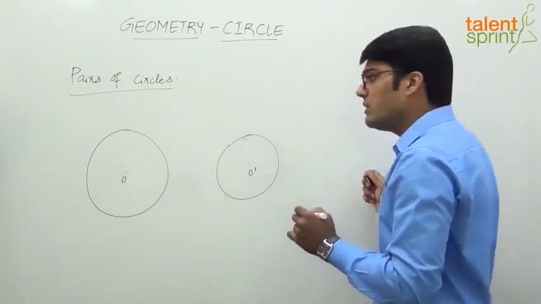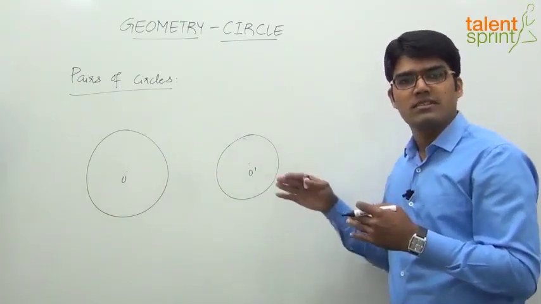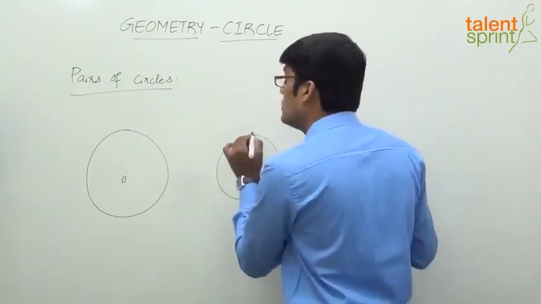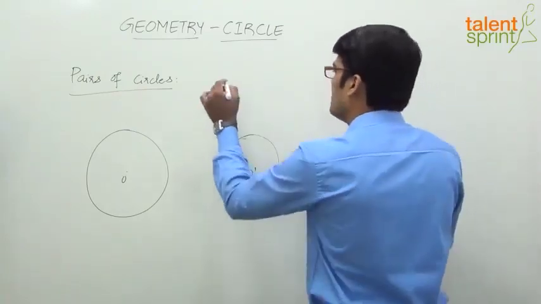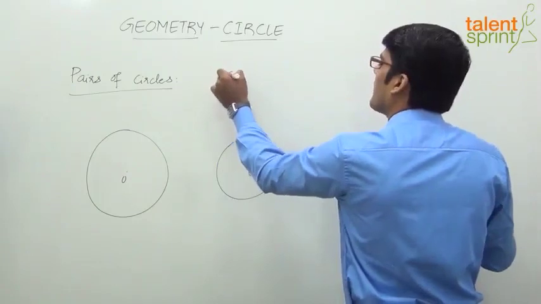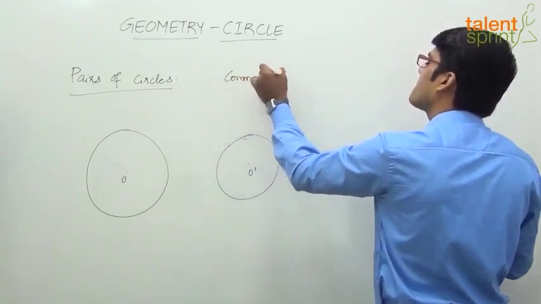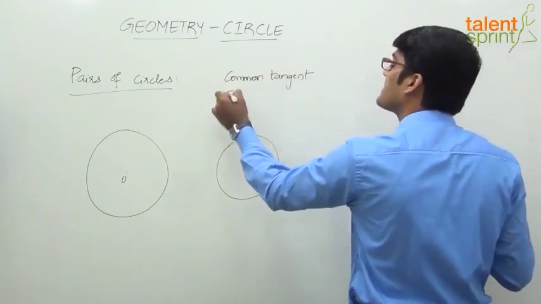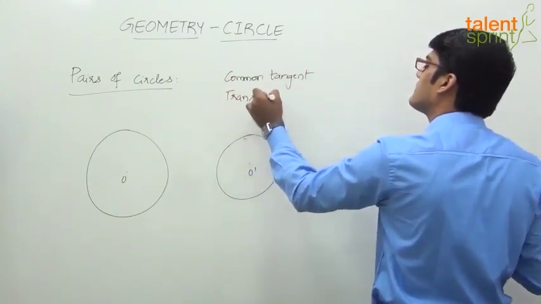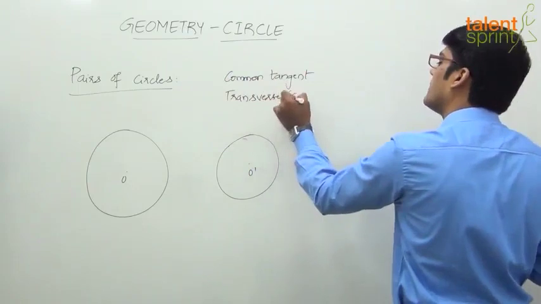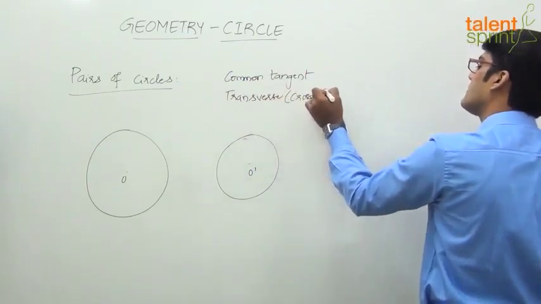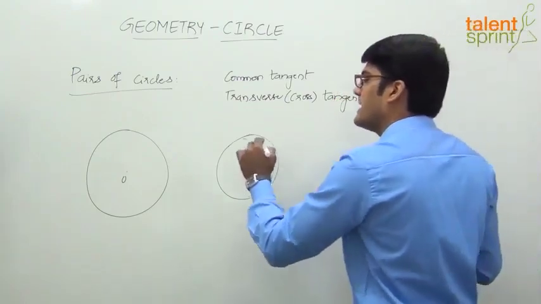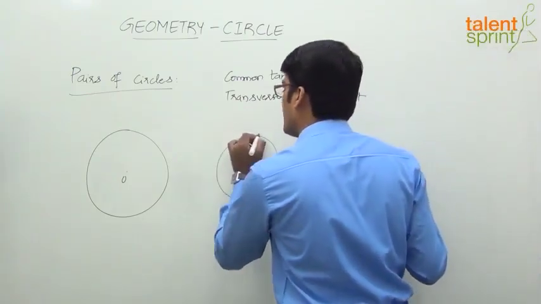Now there is a common tangent possible for both the circles. Both the circles can have a direct common tangent, and there will be two such tangents possible. First of all, two types of tangents. One is a direct tangent, and the other is a transverse tangent, or you can call it a cross tangent. So a direct tangent is like this. These two circles have a direct tangent.